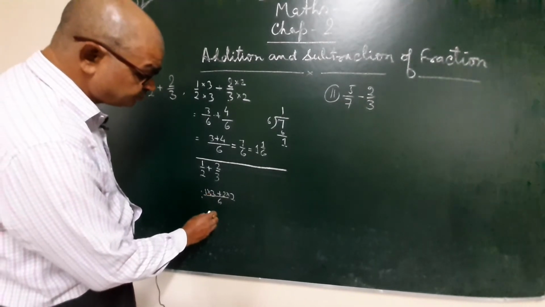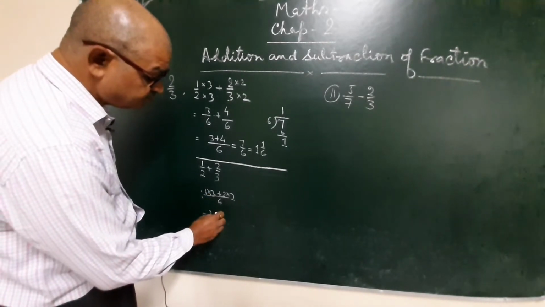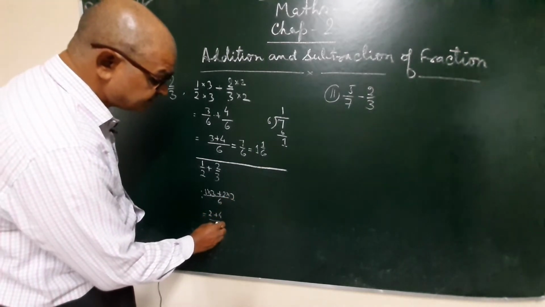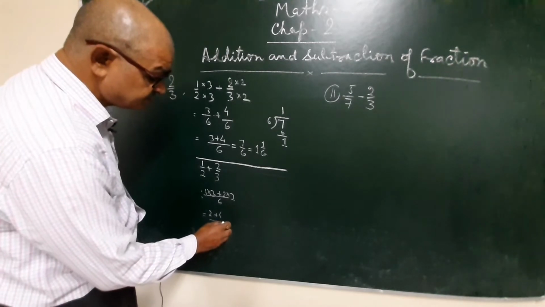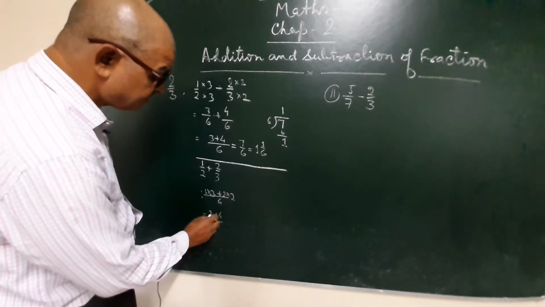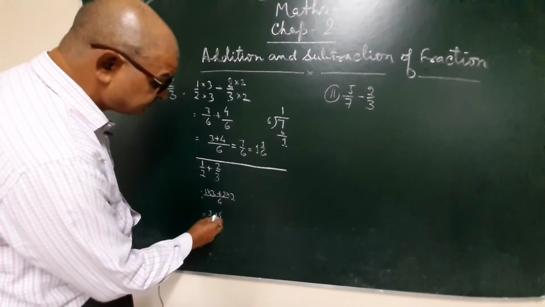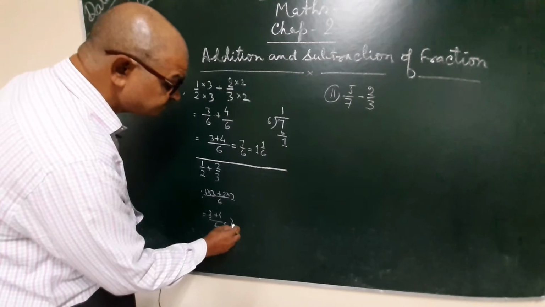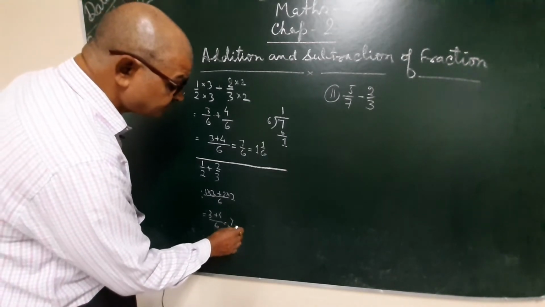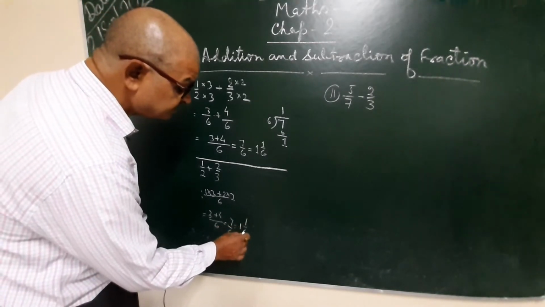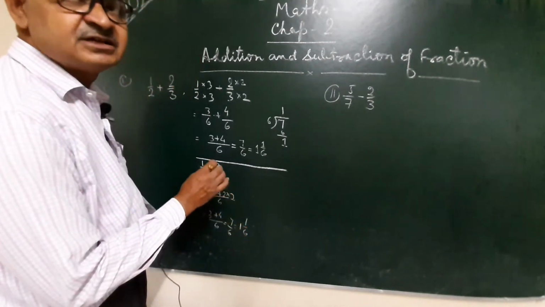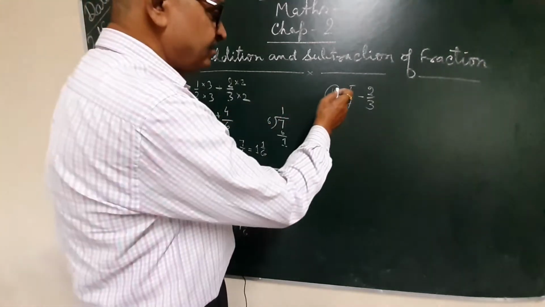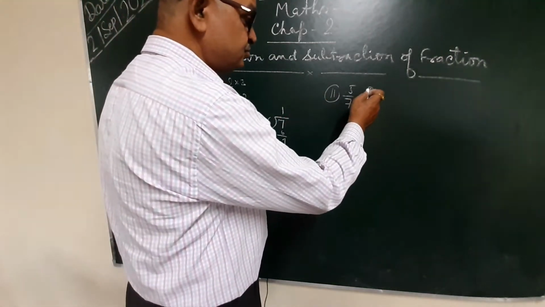Equals 1 three is 3, plus 2 twos are 4, and here is LCM 6. Then 3 plus 4 is 7 by 6. This 7 divided by 6, so 1 whole 1 by 6. This is one way. And the other example, 5 upon 7 minus 2 upon 3.